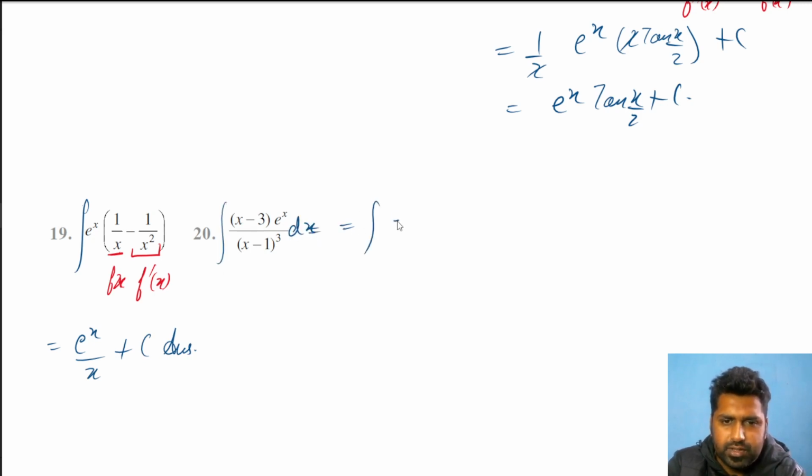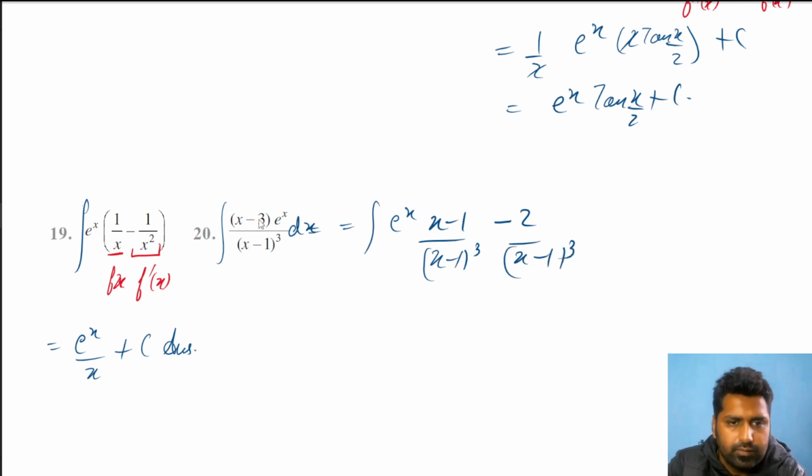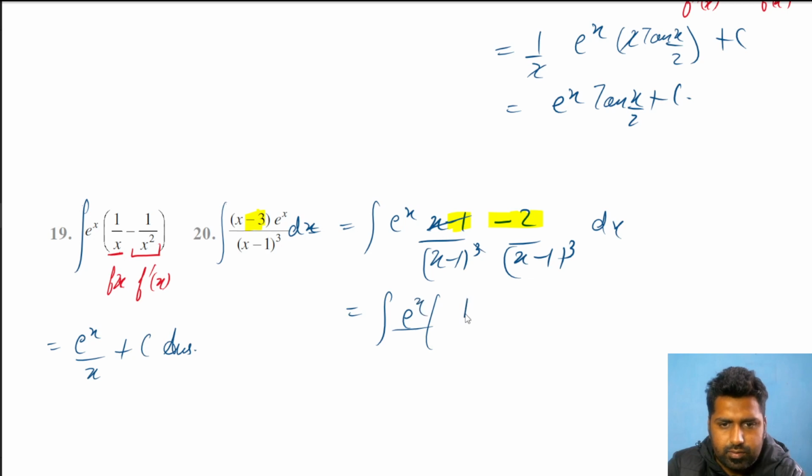So it is equal to integration e raised to power x, x minus 3 is there, and denominator is x minus 1. So far we have seen, we try to generate denominator and things automatically happen. So x minus 1 minus 2, minus x minus 1 whole cube. I've broken this as this and this, and then separated in 2 parts. dx. So integration e raised to power x, this cancels one power, so e raised to power x, 1 upon x minus 1 whole square minus 2 upon x minus 1 whole cube.